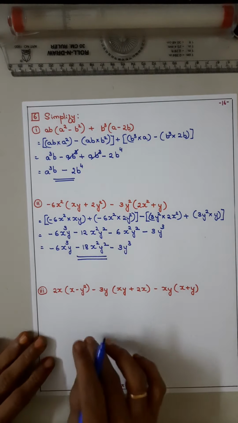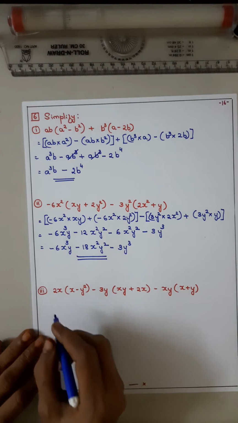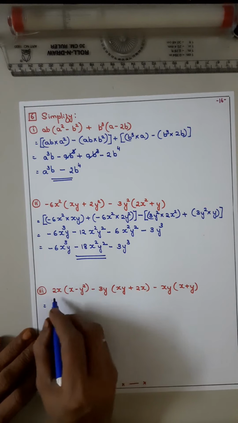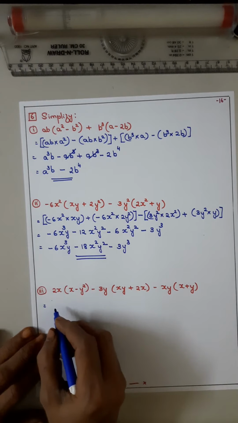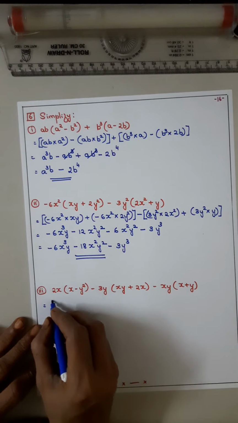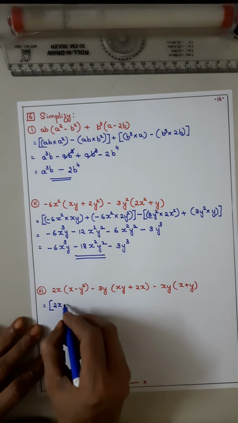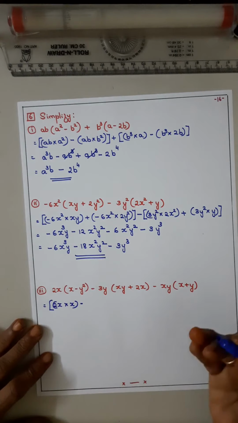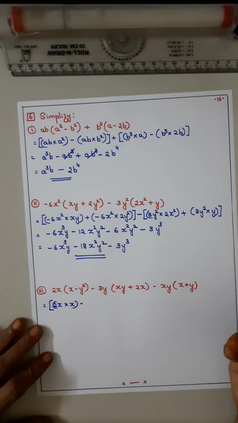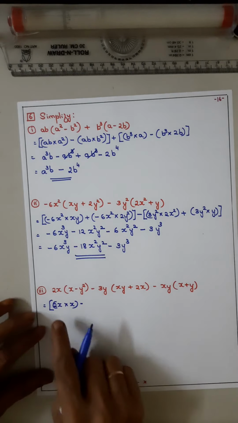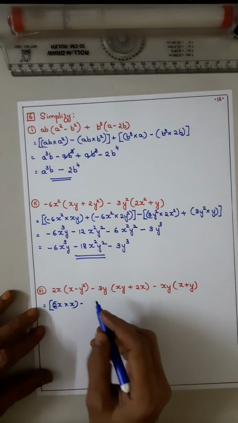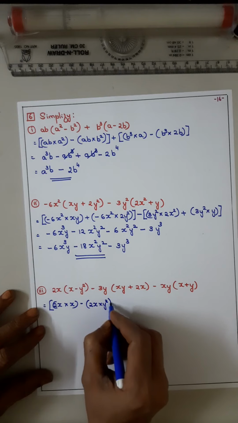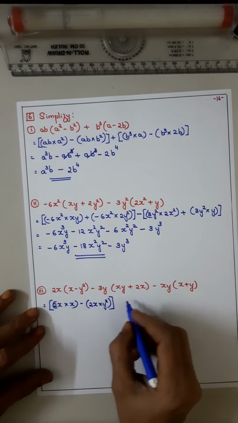Is it clear? Now coming to the third sum. It is a 2x bracket open. Okay, now directly can you do 2x into x minus, in the coming exercises you can do directly also. Okay, 2x into x minus 2x into y squared bracket close.